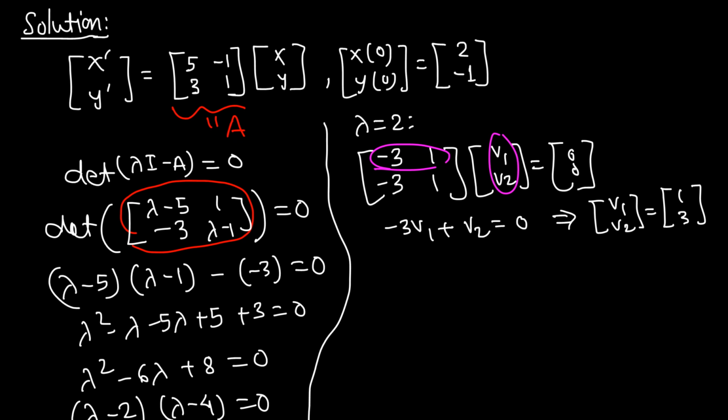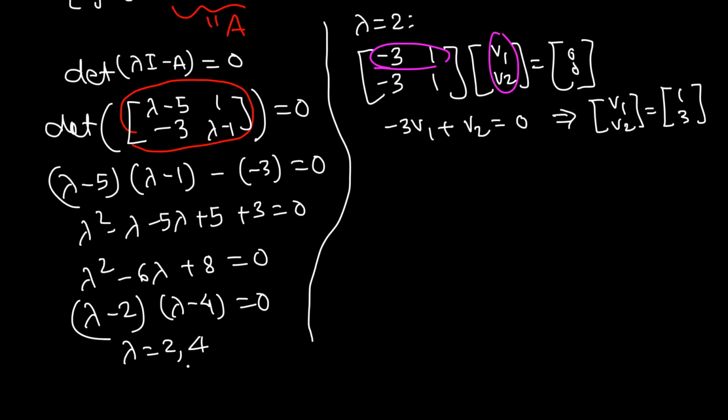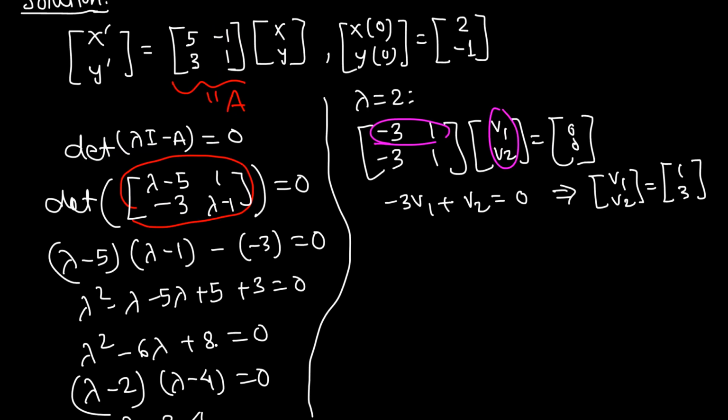Now we need to do the same for our other eigenvalue, which is 4. Okay, so let's do it for lambda equals 4. Again, go back here and plug in lambda equals 4. 4 minus 5, negative 1, 1, negative 3, 4 minus 1, 3.